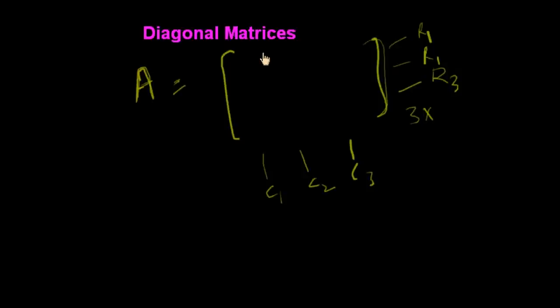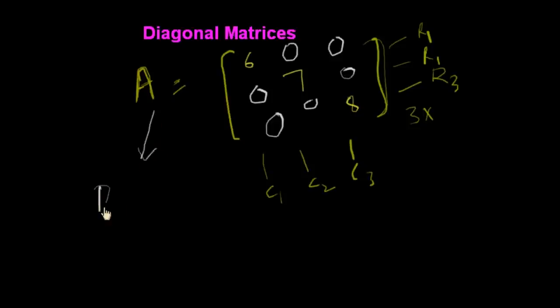Its all elements are 0, but diagonals are not 0. It means 6, 7, 8, suppose these are the diagonal elements, and all other elements will be 0. 0, 0, 0, 0, 0, 0. This is the simple example of a diagonal matrix.